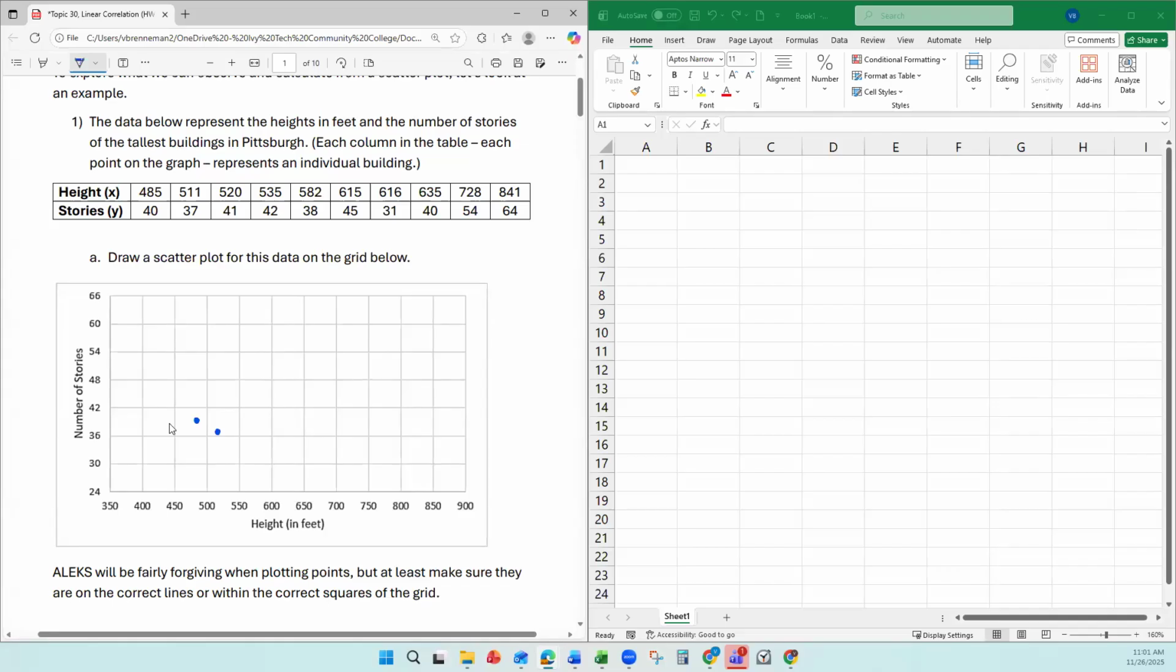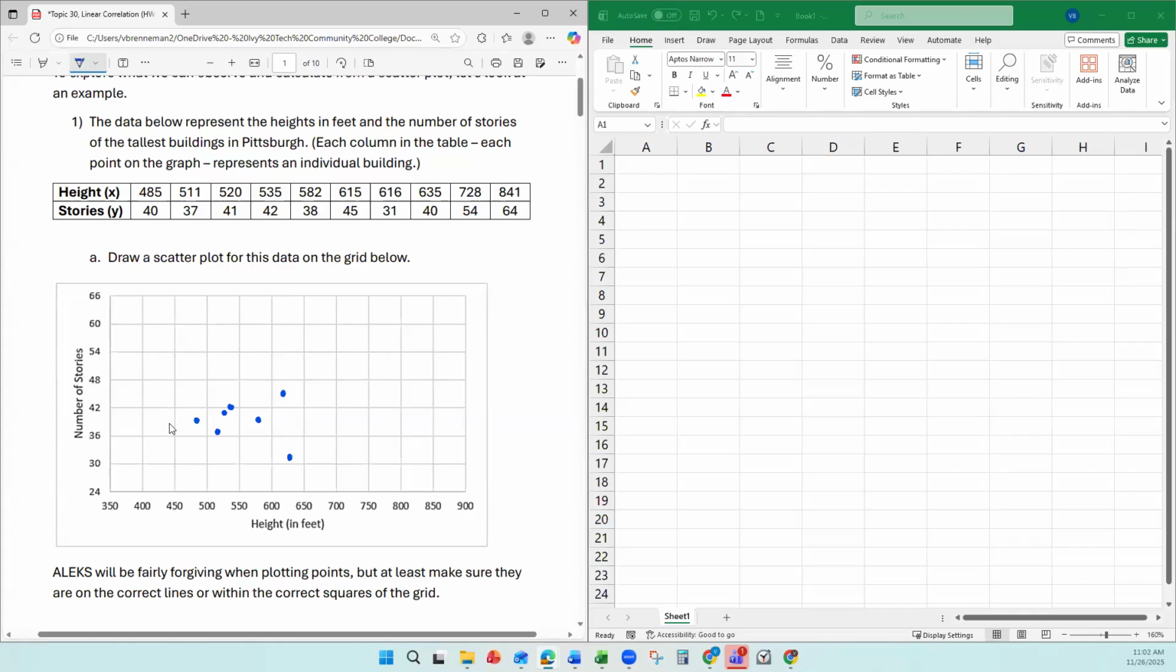520, 41, 535, 42, then 582, 38, somewhere in here, 615, 45, over here, 616, 31, way down here, and then 635, 40.